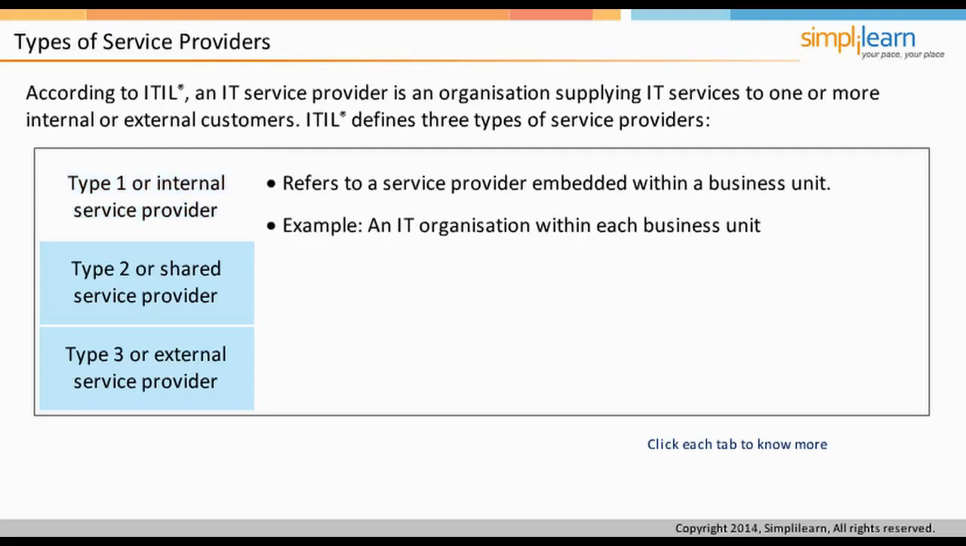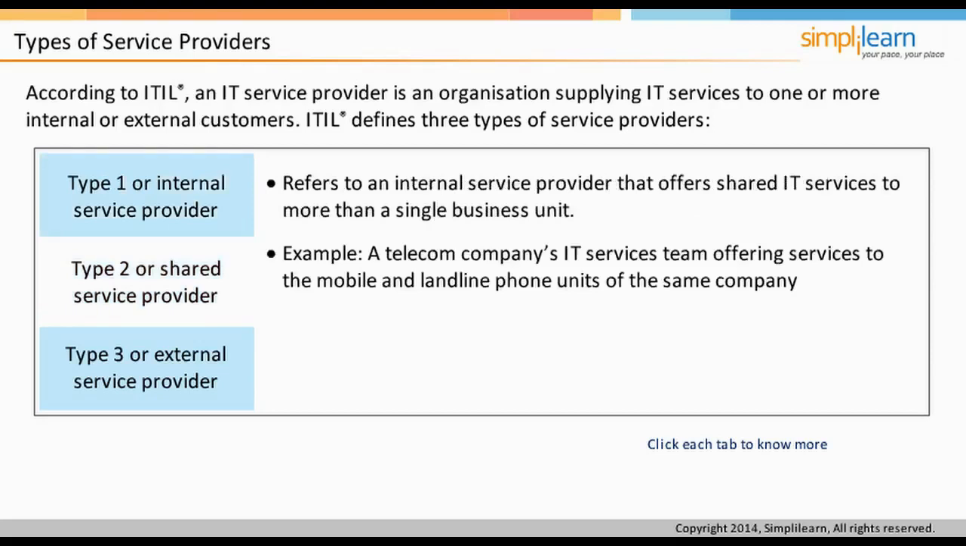Type 1 refers to an internal service provider embedded within a business unit. The key factor here is that the IT service provider offers competitive advantage in the market where the business exists. An example of Type 1 service provider is an IT organization within each business unit.